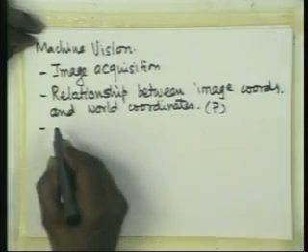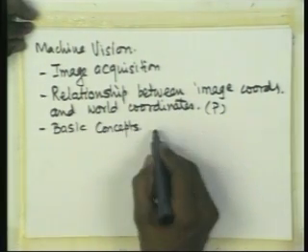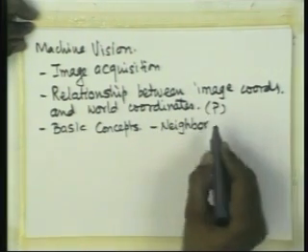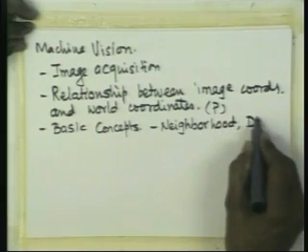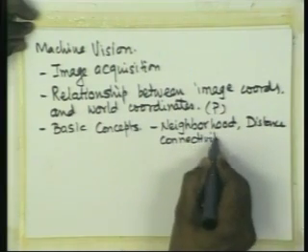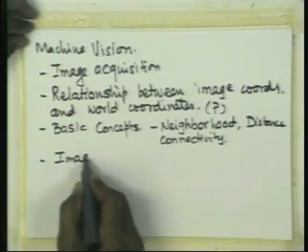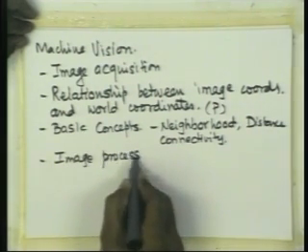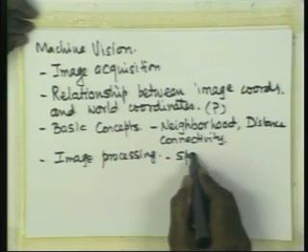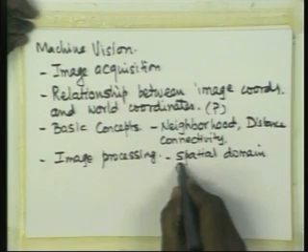Then we moved on to look at some basic concepts, and in this we saw the concept of neighborhood, distance, connectivity, etc. Then we started to look at image processing, and basically we saw two different ways of doing it, which are the spatial domain and the frequency domain.